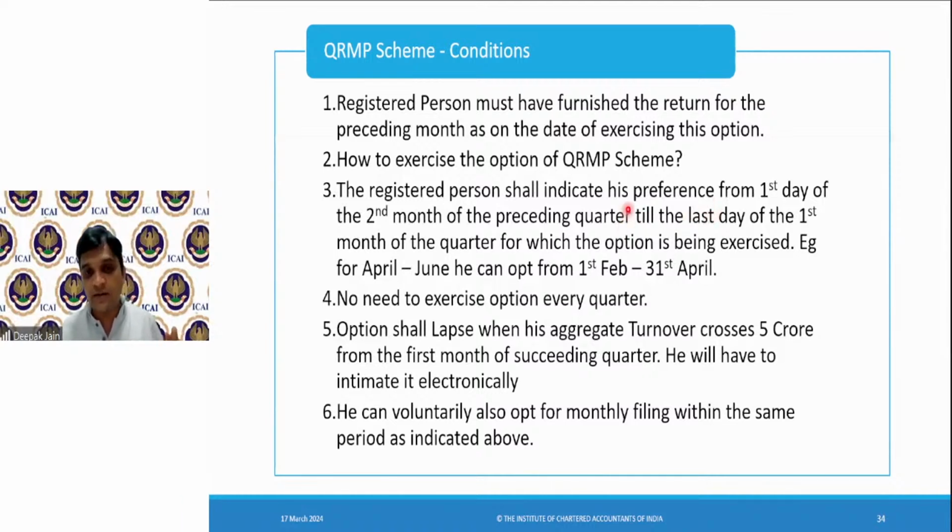He can opt, shall indicate his preference, from the first day of February till the last day of the first month of the quarter. First month of the quarter is April. Last day of that month is 30th April. So he can opt for this between 1st February and 30th April, is what is being said here. Clear, Mansi?